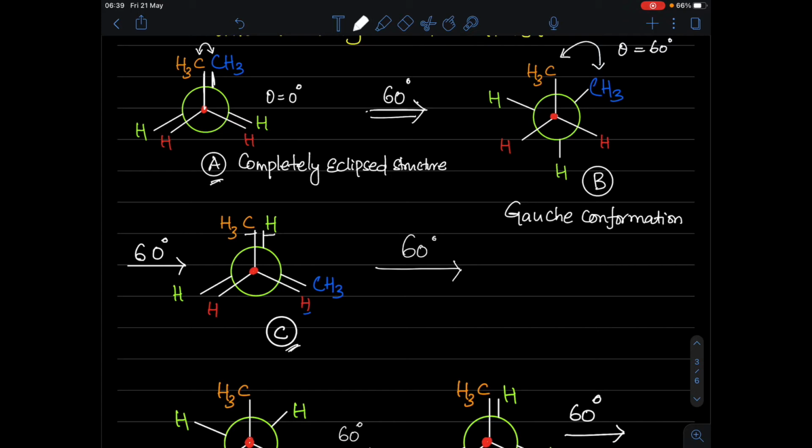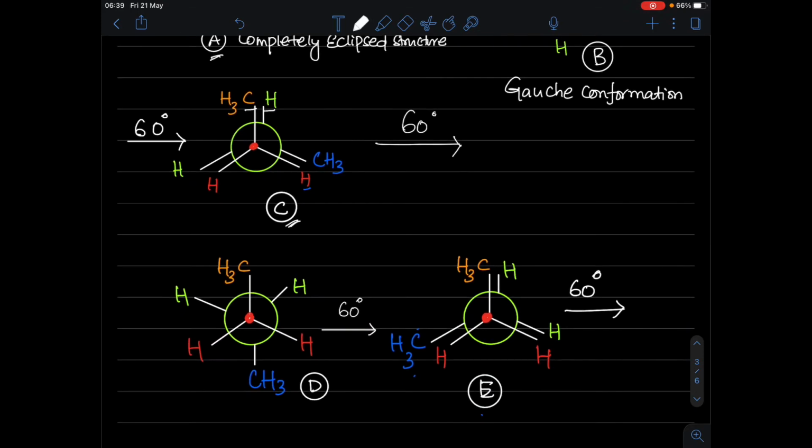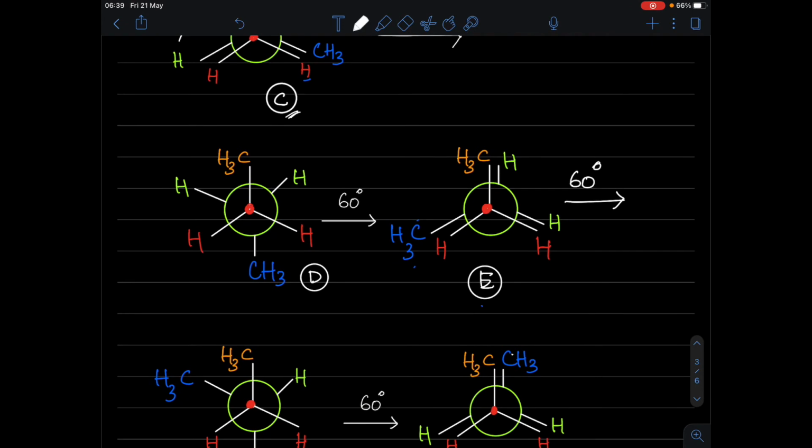Rotating the molecule through another 60 degrees, we get another structure D. In this structure, the two methyl groups are exactly opposite to each other and none of the atoms are eclipsing each other.